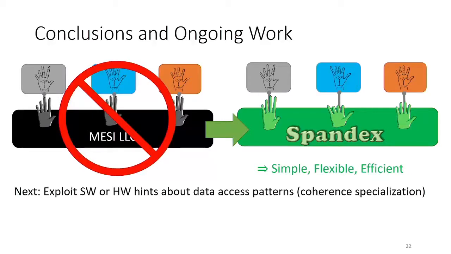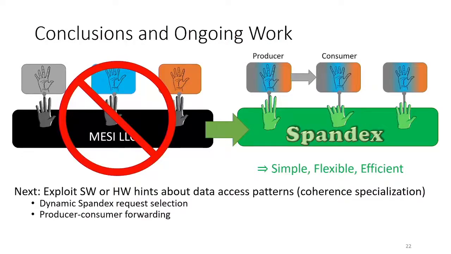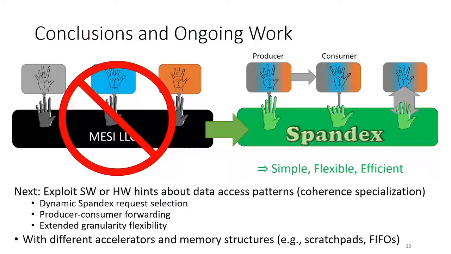And next, we want to go much further and exploit software or hardware hints about data access patterns to do further coherence specialization using a variety of techniques such as dynamic request selection for Spandex, producer-consumer forwarding, and much more extended generalized granularity of requests. So I will stop here. Oh, and then we want to use different accelerators and different memory structures.